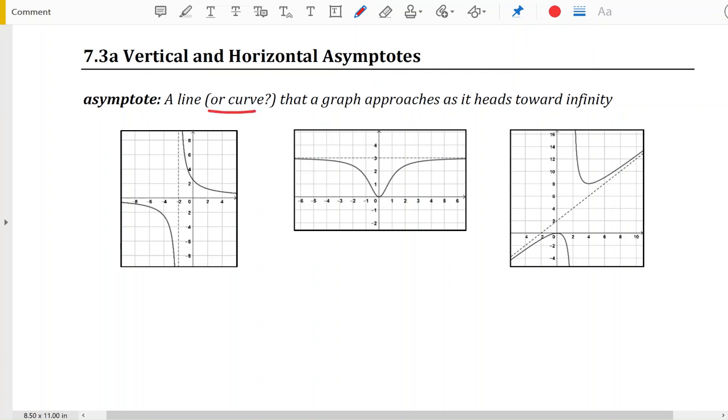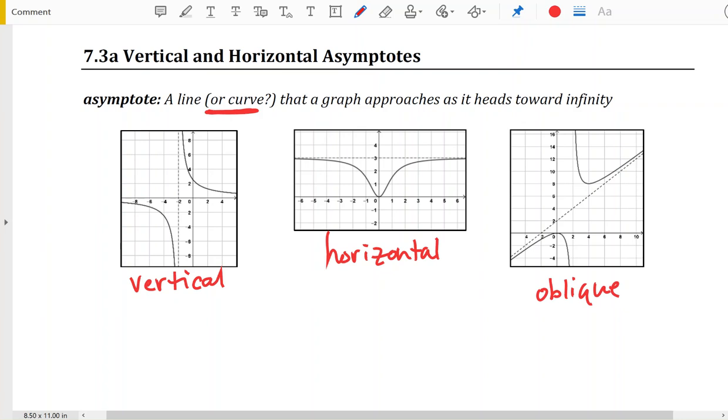Just to briefly mention, I have the phrase "or curve" here. Asymptotes can be curved, and a graph can approach a curved shape as it goes towards infinity. However, typically the word asymptote is restricted to linear asymptotes, and in our context, we're going to restrict to linear asymptotes as well. We have three types of linear asymptotes. We have vertical, we have horizontal, and we have what is known as either slant or oblique asymptotes.